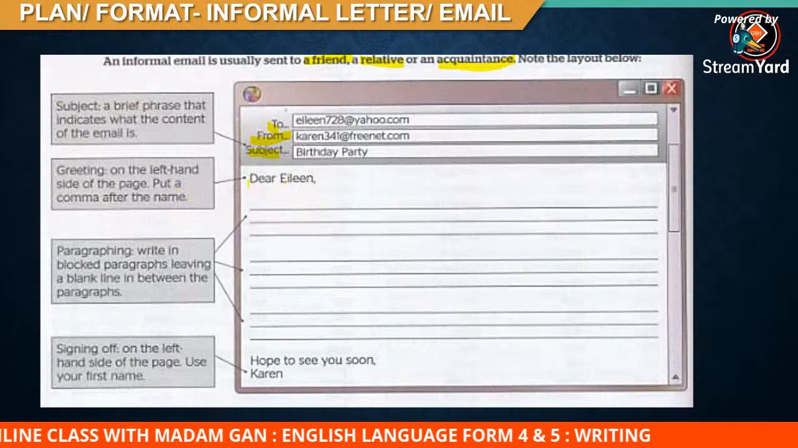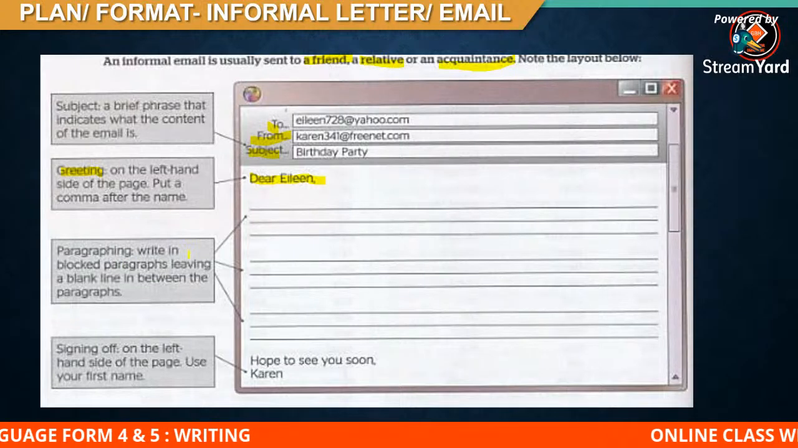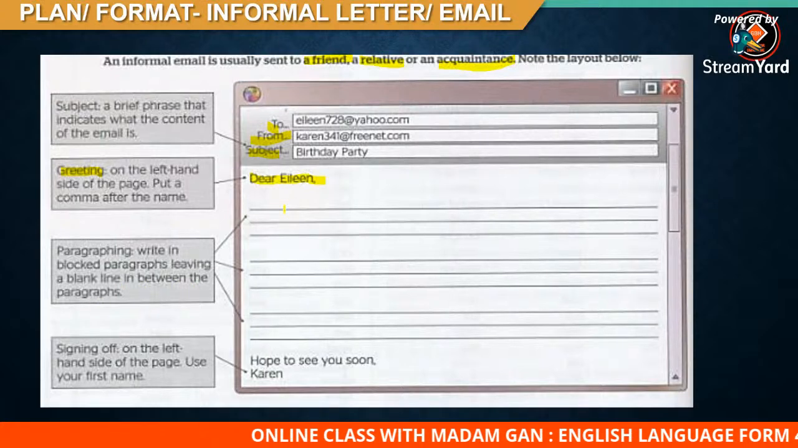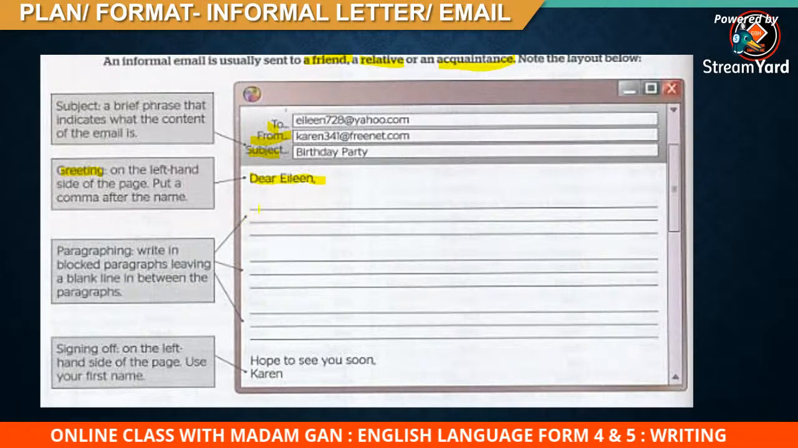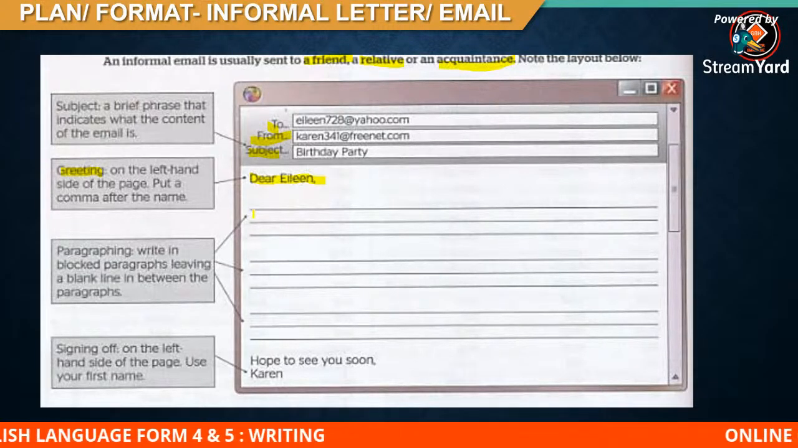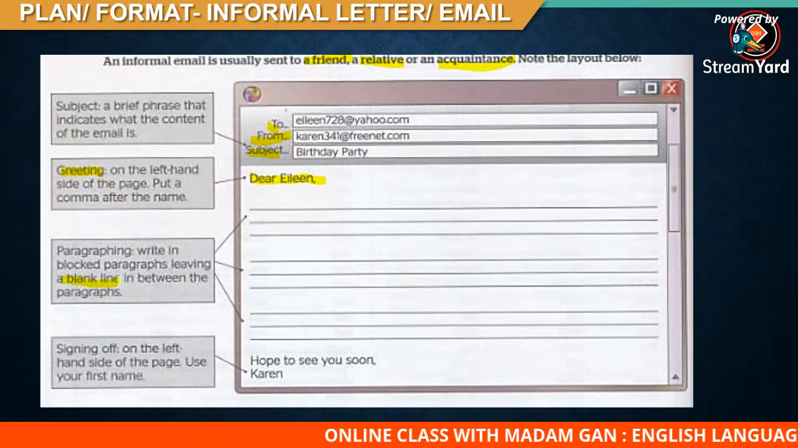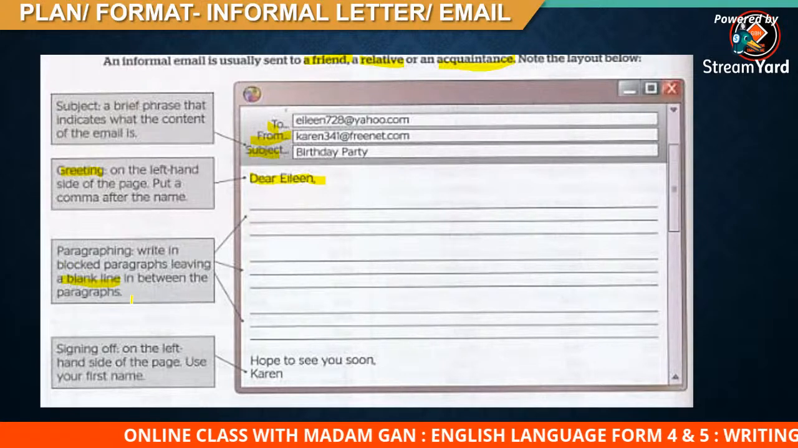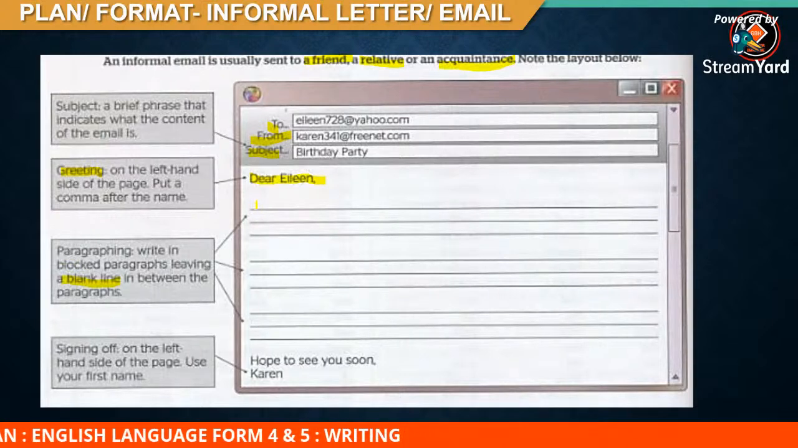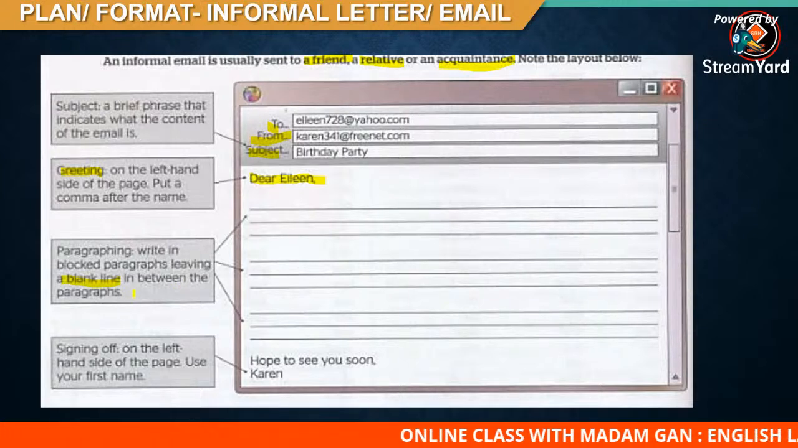Okay, let's look at the first part. Again, greeting, dear Elaine. Then you continue with your paragraphing. Write in block paragraphs, leaving a blank line in between the paragraphs. If you look at most of the sample essays in the textbook, you don't have the paragraphing. Normally, paragraphing is using block paragraphs where you leave a blank line in between. This is how they write the new format. Normally we leave a few spaces and then start writing, right? So you can use the old format or the new format.